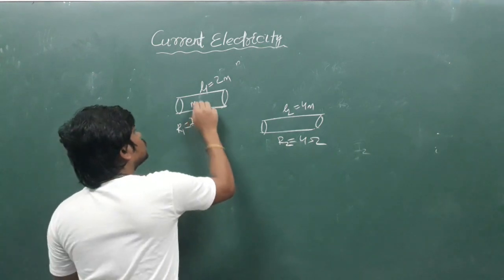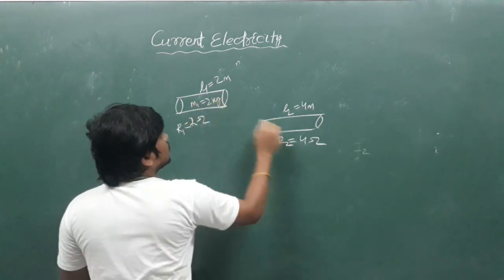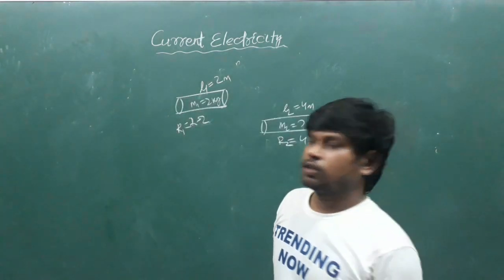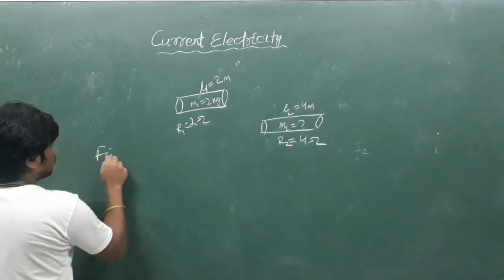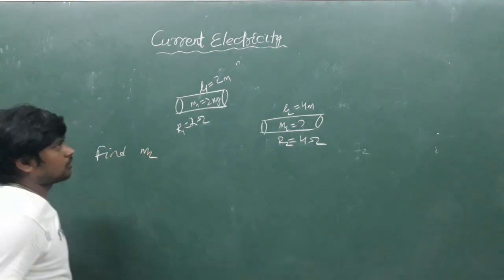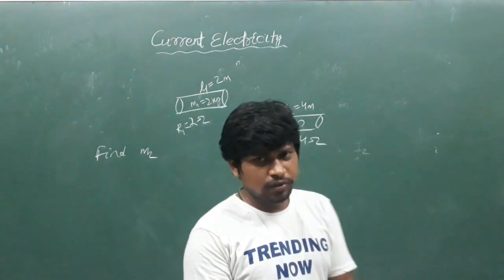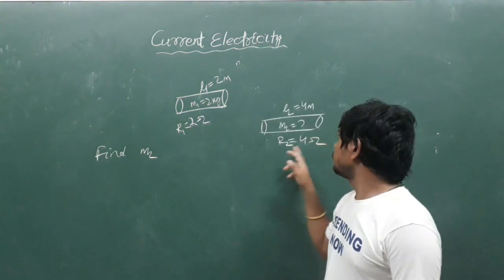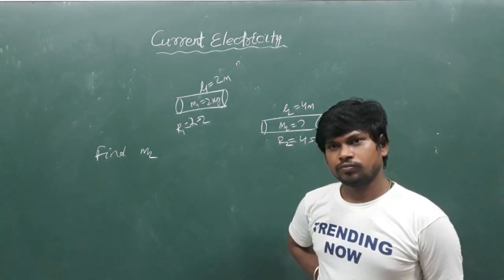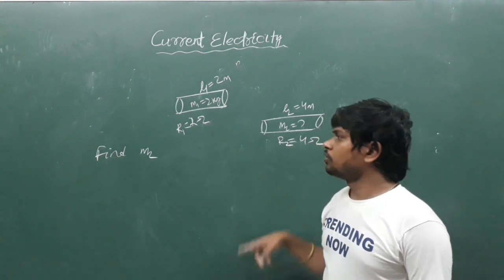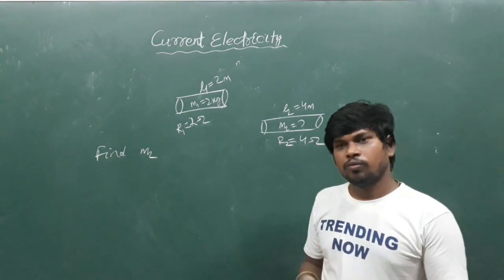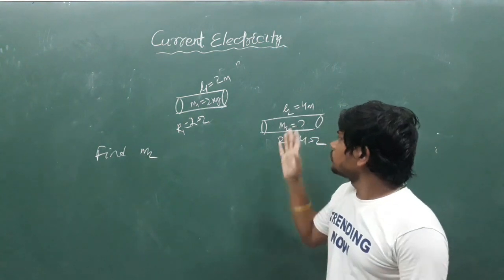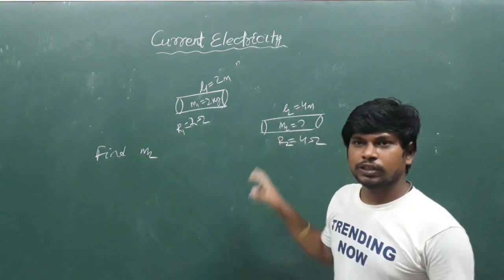And the mass of the first conductor is suppose 2 kg. Then what is the mass of the second conductor? Find M2. What have they given? They have given the lengths, the same area of cross section, and the resistances: 2 ohm for the first and 4 ohm for the second. They are asking to find the mass of the second conductor.